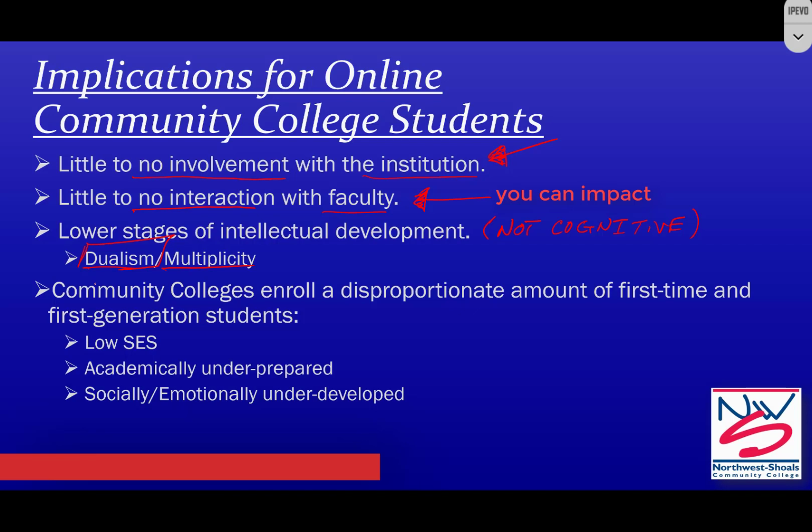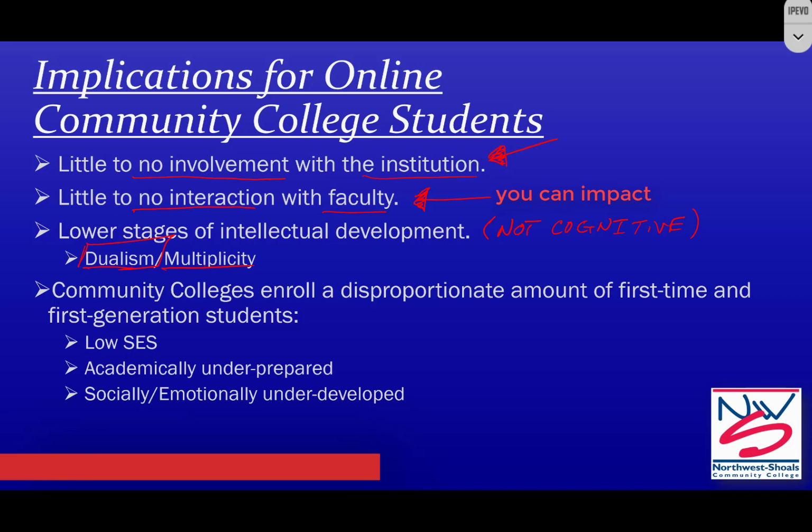So going back to Perry's theory of cognitive development, they're more likely to be in the early stages of dualism, or possibly the early stages of multiplicity, where they're beginning to see that, okay, yes, there is more than one perspective. There is more than one way to look at things, and there is kind of some gray area, and things are not always necessarily black and white, cut and dried, right and wrong.